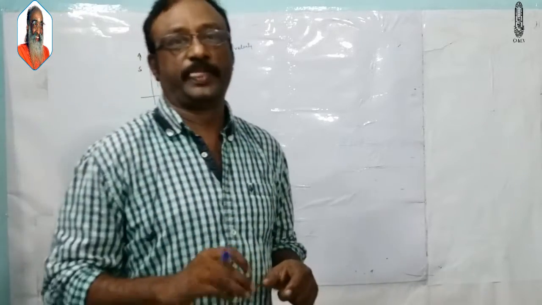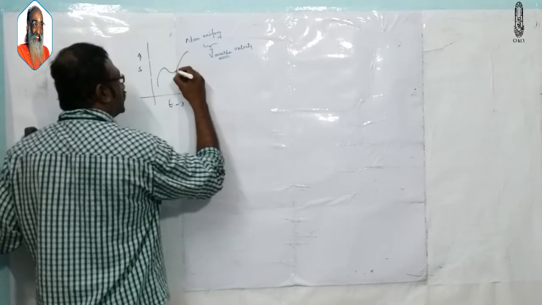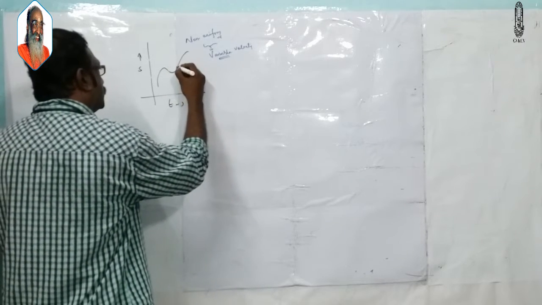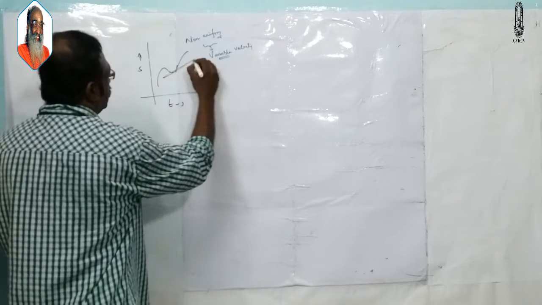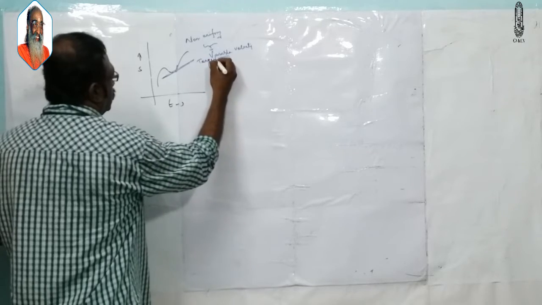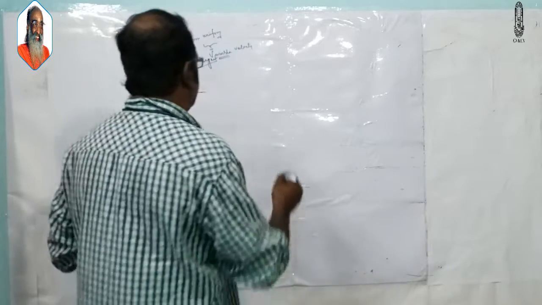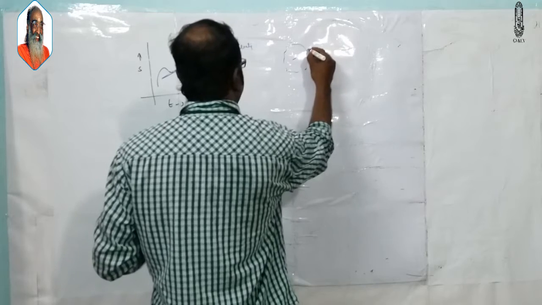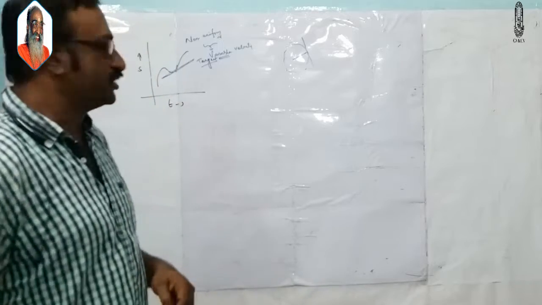Now suppose we want to find the velocity at this point. This is a curve, right? What I'm going to do is draw a tangent at that point. I think you know the tangent. If this is a curve, that means it is a part of a circle, and you draw a radius, and the line which is perpendicular to that is called the tangent. So, drawing a tangent, we now have a straight line.